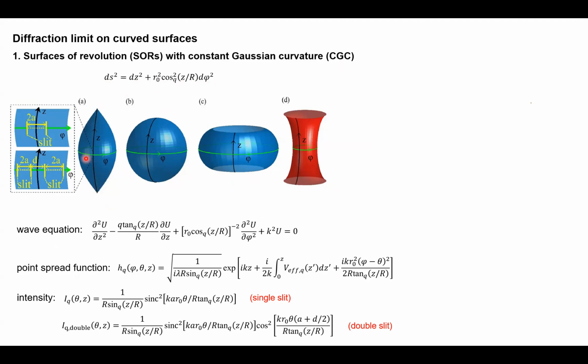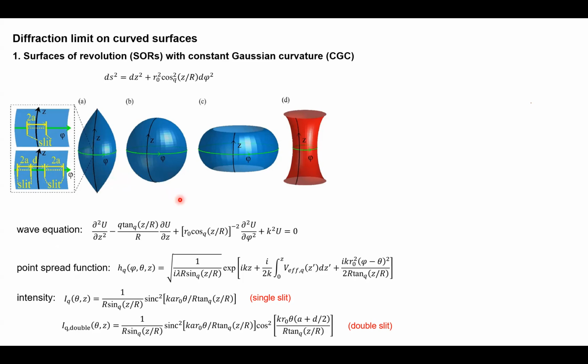And now we place a slit or 2 slits on the equator of the surface. Like we put the slits on the green line. It's an equator. And then we observe the intensity distribution after light is diffracted by a distance.